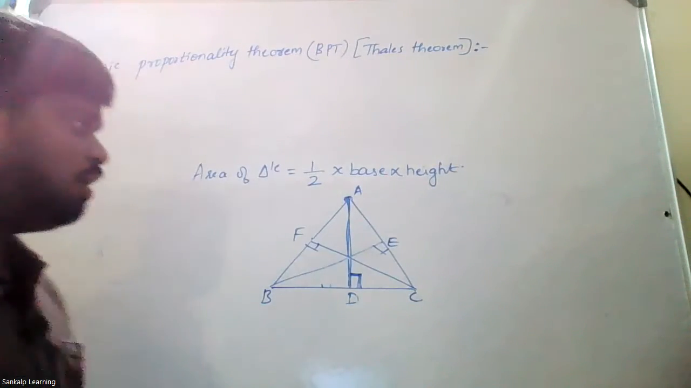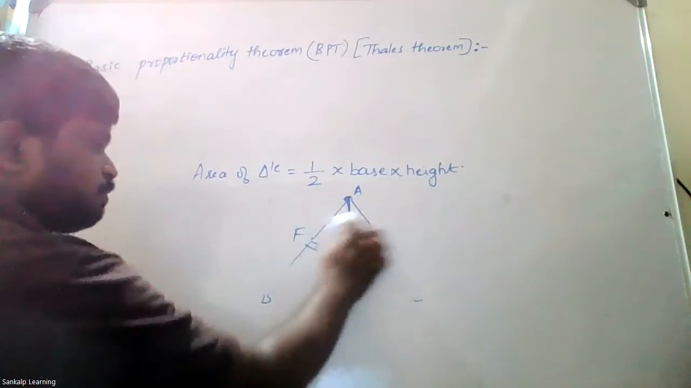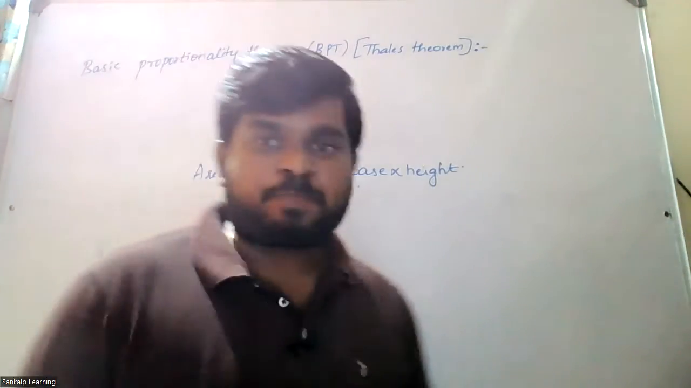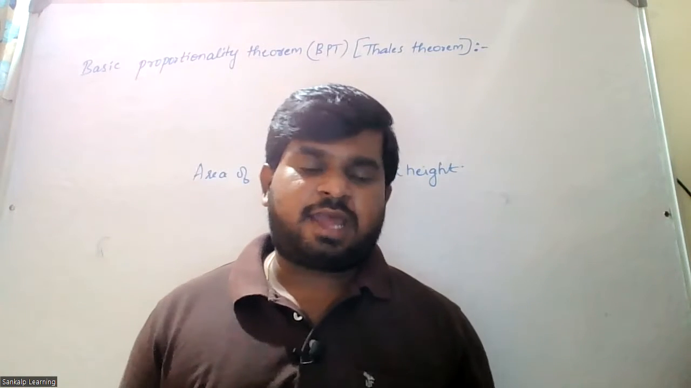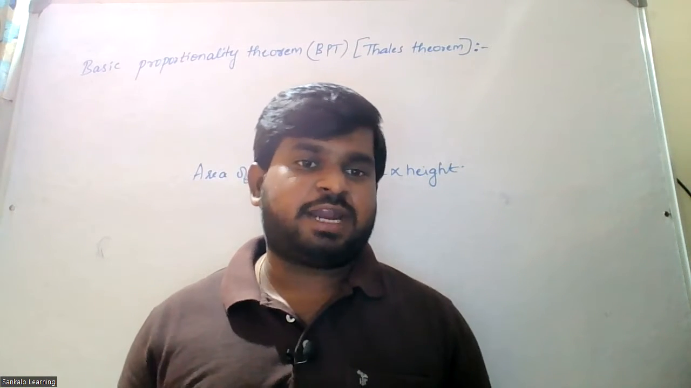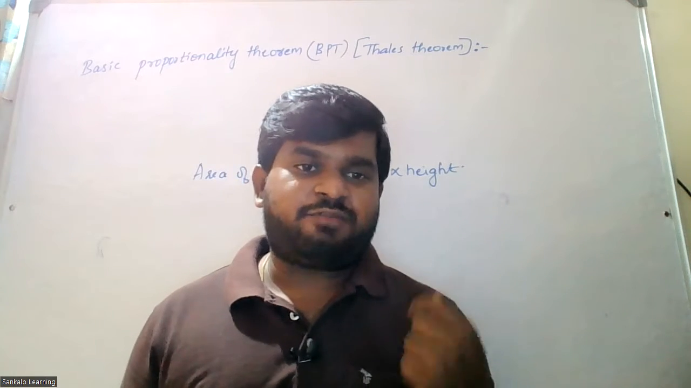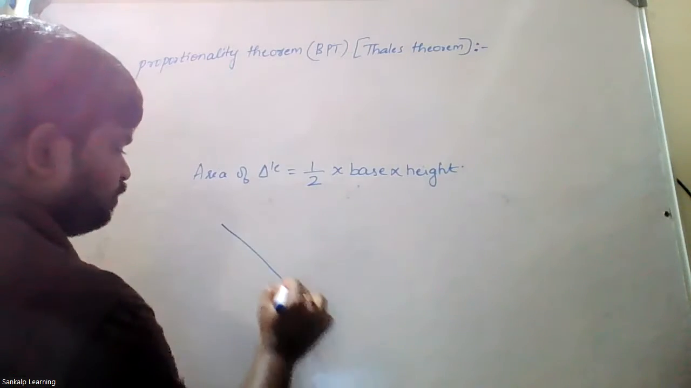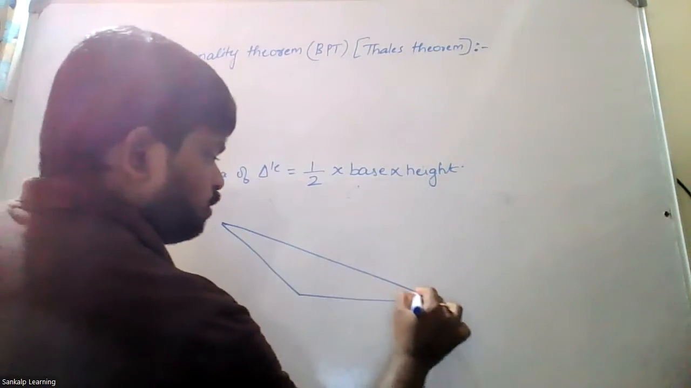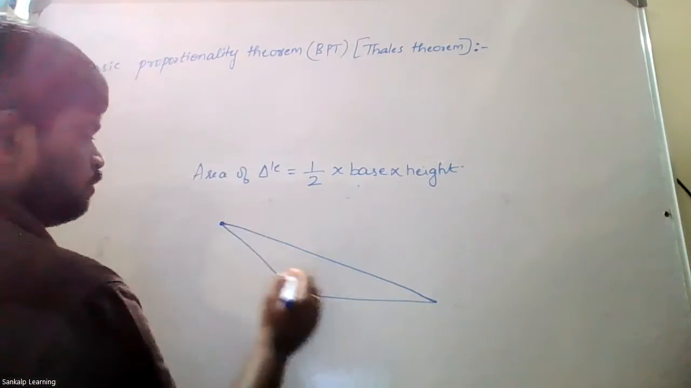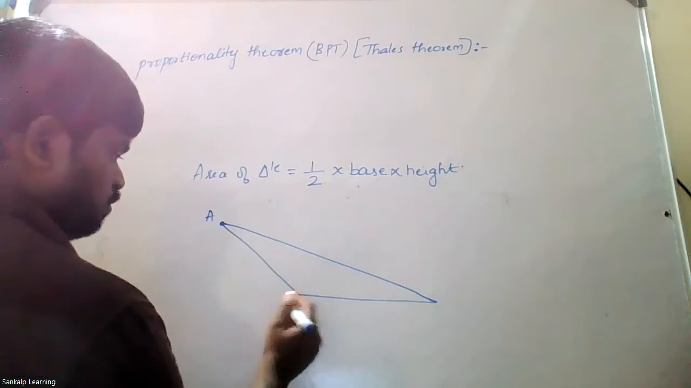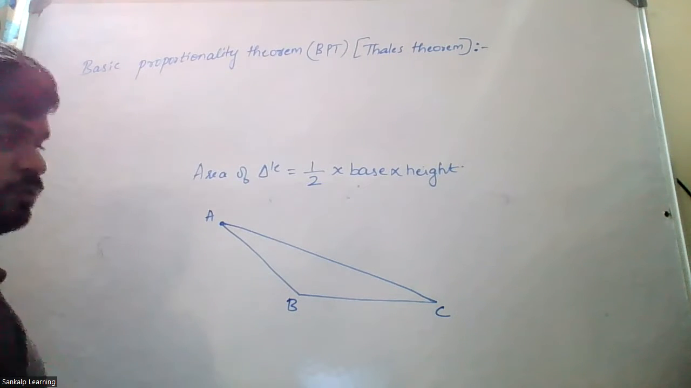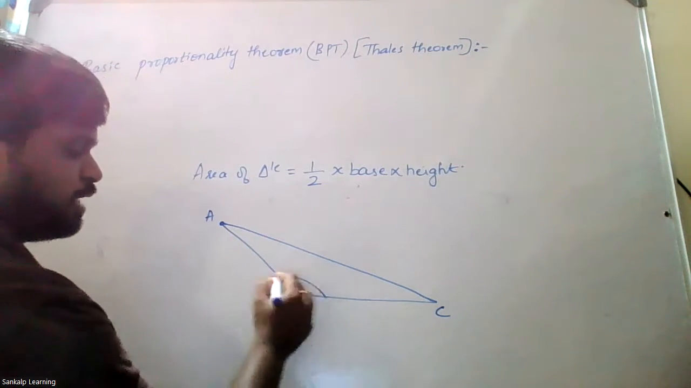Okay. And there is one special case. Suppose you have an obtuse angle triangle. What is an obtuse angle triangle? If it has an angle which is greater than 90 degrees, right? Out of 3 angles, if any one angle is an obtuse angle, then you call it an obtuse angle triangle. Let's take one such triangle. Now, it is very clear that this is greater than 90 degrees.